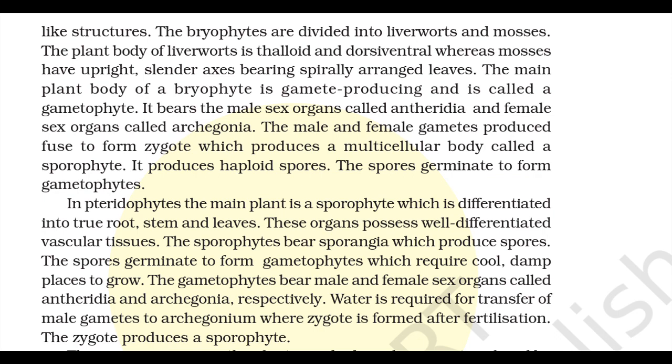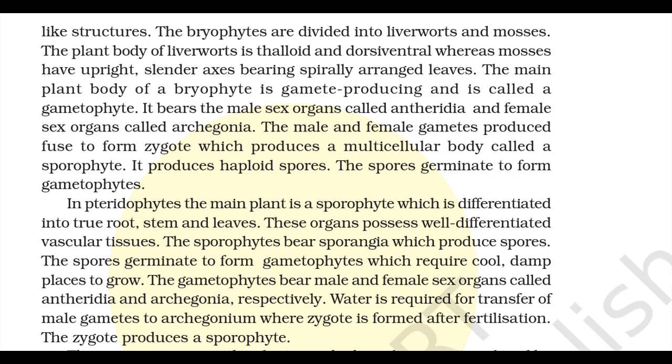The main plant body of bryophytes is gametophyte-producing and is called the gametophyte. It bears the male sex organs called antheridia and the female sex organs called archegonia. The male and female gametes fuse to form a zygote, which produces a multicellular body called a sporophyte. It produces haploid spores. The spores germinate to form gametophytes.